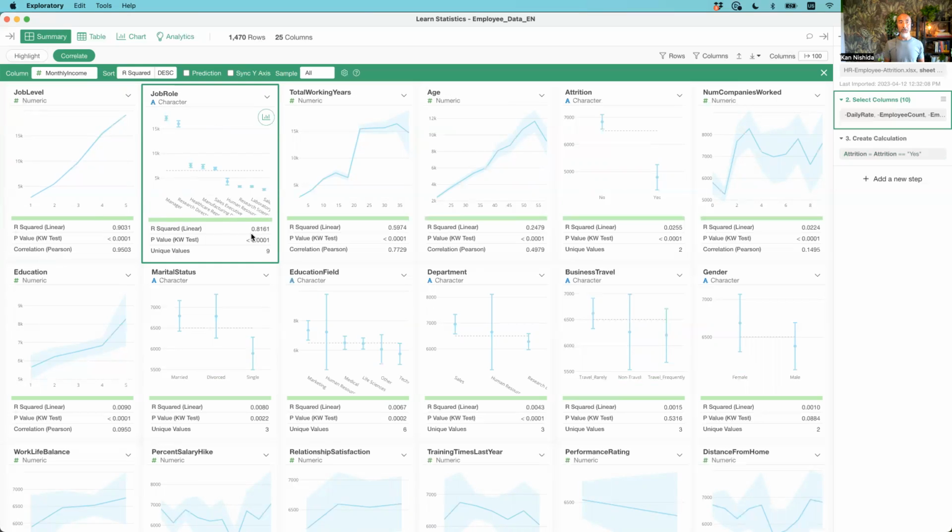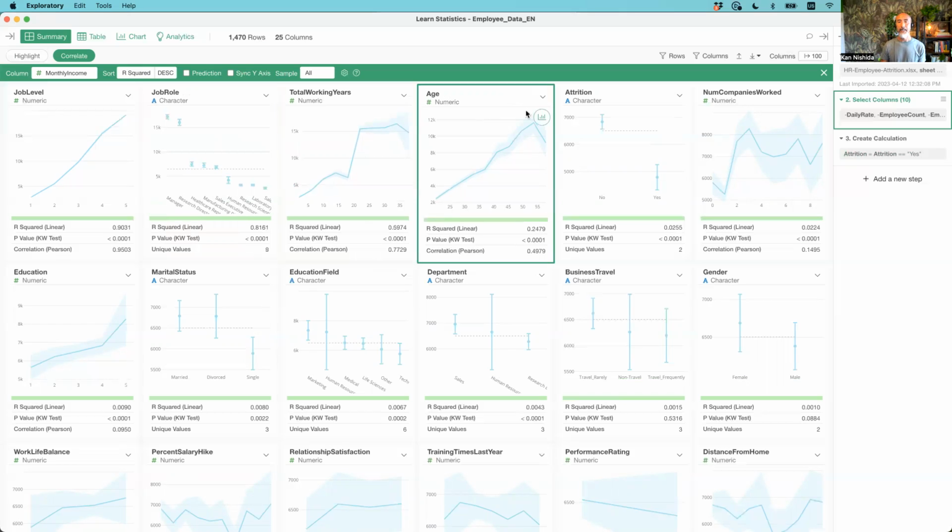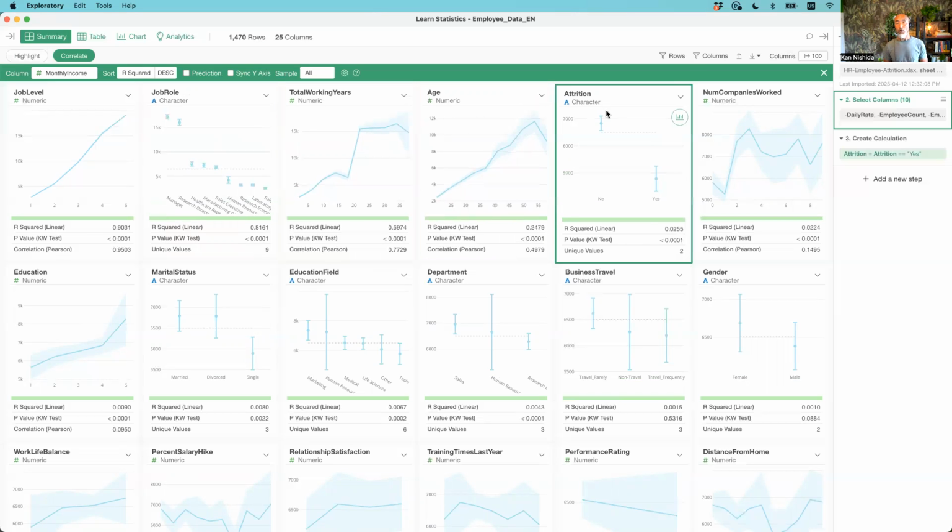It's a pretty strong relationship. That means based on job role, we can reduce the uncertainty or variance of the monthly income. So job role is pretty reliable information to know when you want to predict monthly income. And the next ones are the total working years, the age, the attrition, and so on. So that's a quick way of finding the correlation among the variables.